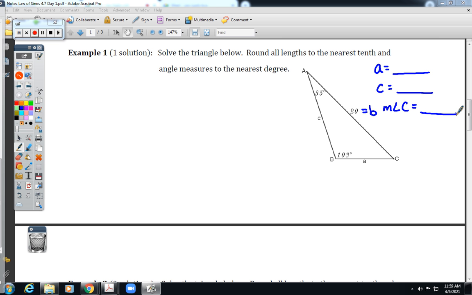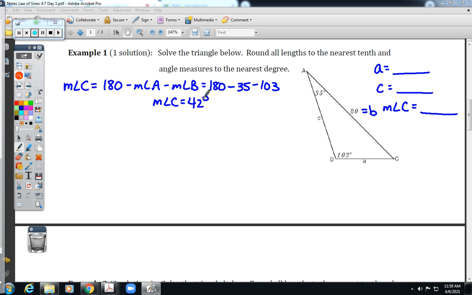How do we find the measure of angle C? Add the other 2 together and subtract from 180. So the easy part here is that the measure of angle C is 180 minus the measure of the other 2 angles. So that's 180 minus 35 minus 103. And that is a 3, not an 8. So that gives us the measure of angle C is what? 42 degrees.